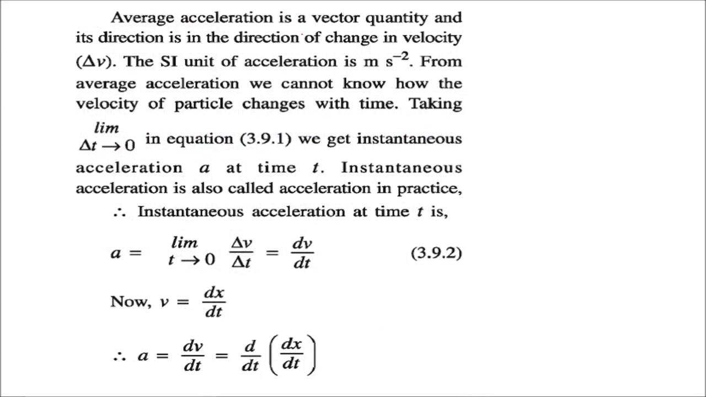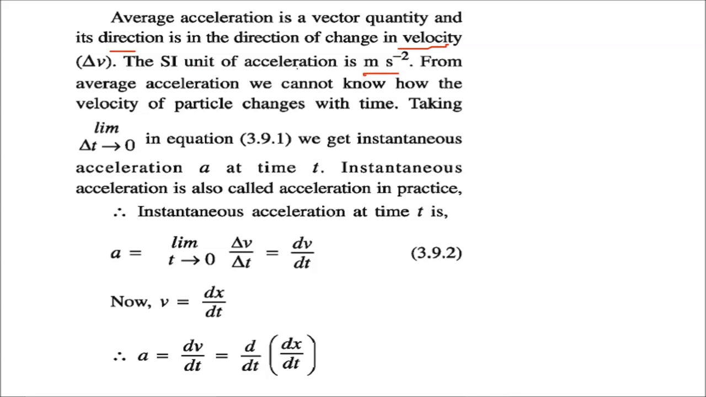So average acceleration is actually a vector quantity, because this is dependent on velocity. Velocity is a vector quantity. That is why average acceleration is also a vector quantity. So it has a direction, which is the direction of the velocity. And the SI unit of acceleration is meter per second square.